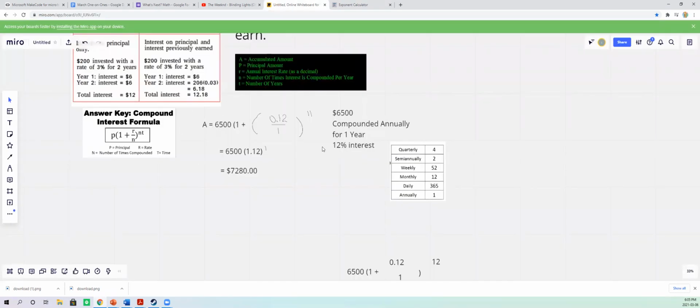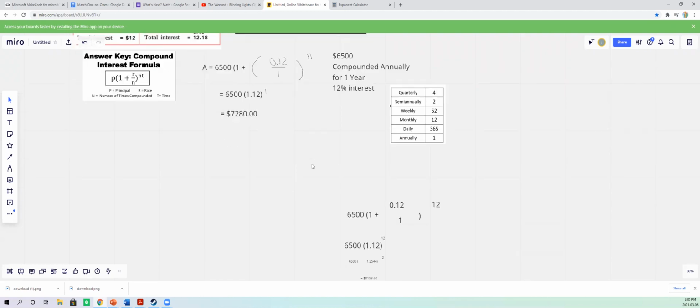So we're looking at that. Now we want to always remember that with these numbers, we multiply them. That's a little trick that you need to remember. Okay, we don't add them, we multiply them. So that's why we came up with to the power of 1, because 1 times 1 is 1. We don't add them and say it's to the power of 2. Okay. And our final answer, once we did this, was $7,280.